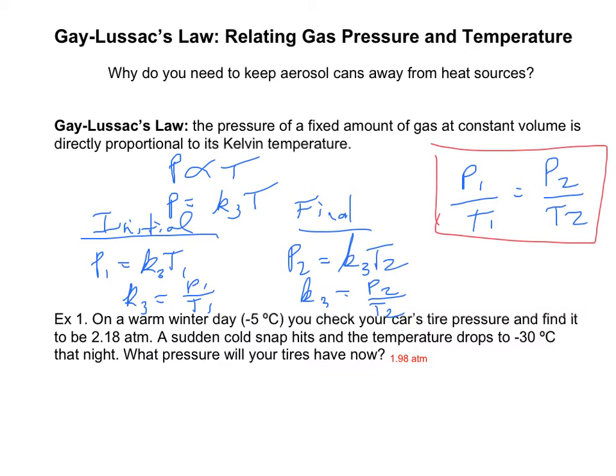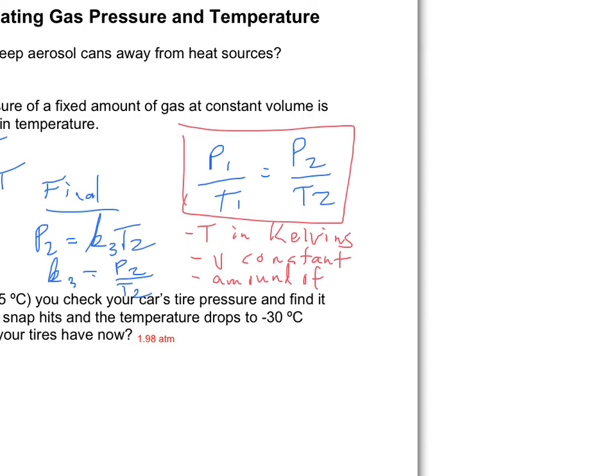However, the following conditions must be met in order for Gay-Lussac's law to be true. Temperature must be inputted into this equation in kelvins. The volume of the gas must be held constant. Also, the amount of gas is constant. And finally, Gay-Lussac's law can only really be applied if your gas is in a rigid container.